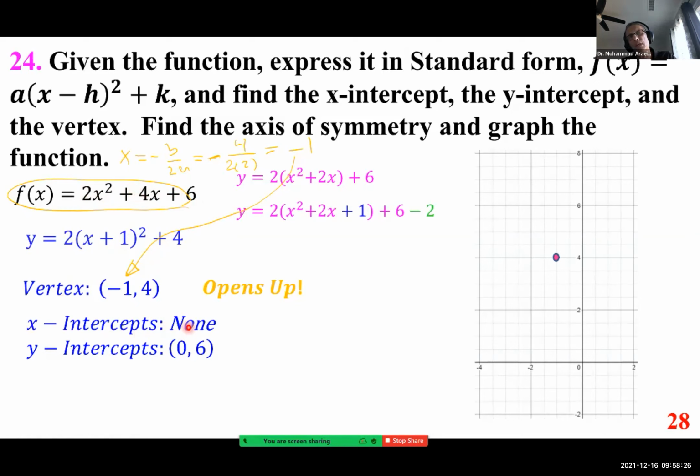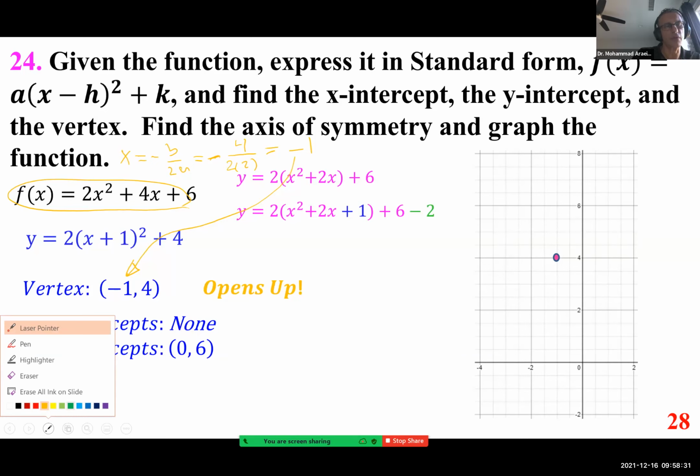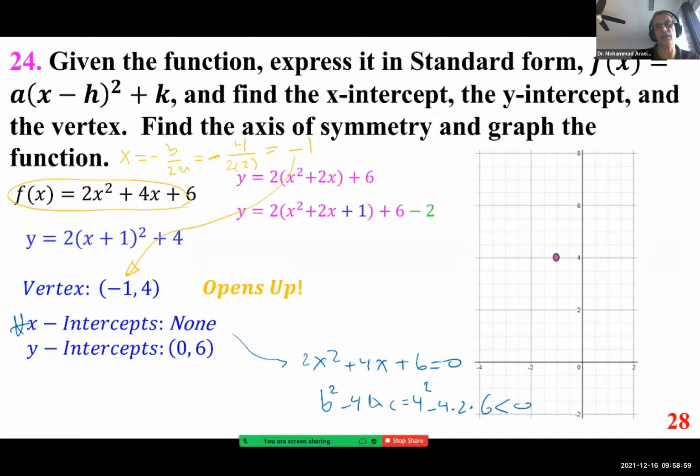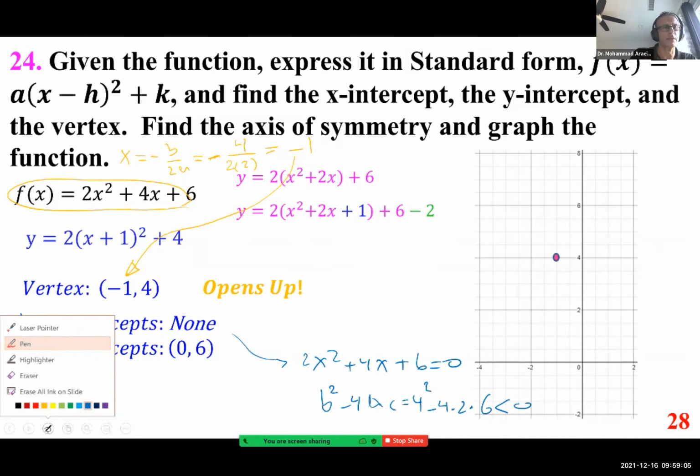I'm reminding you of something we learned in algebra. Let me just quickly show you. If I write y or f of x equal to 0, 2x squared plus 4x plus 6 equal to 0. If you calculate the b squared minus 4ac, which is 4 squared minus 4 times 2 times 6, that is a negative value, which means there are no real solutions. That's why you don't have that.